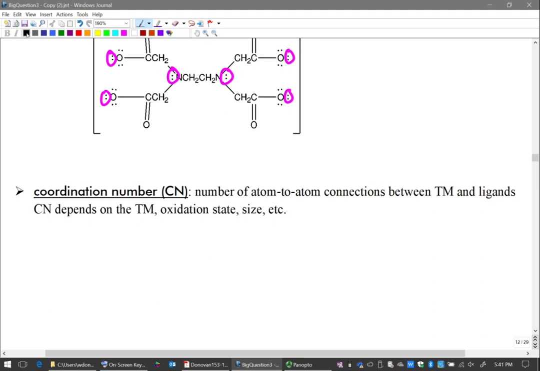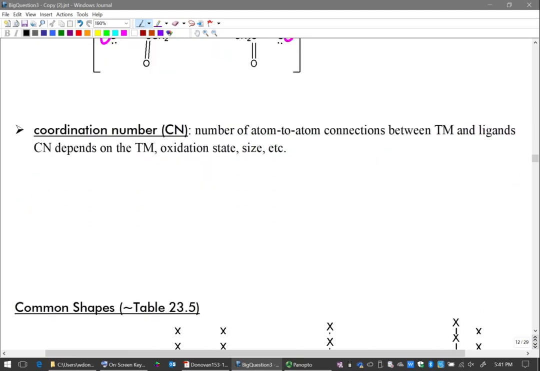And the coordination number depends on a number of different things: what the transition metal is, the size, the oxidation number, which is the same thing as the charge. So all those things influence what the coordination number would be. Iron tends to have a coordination number of 6, sometimes 4. Silver, on the other hand, is usually a coordination number of 2, and there's others in between. So it depends on what it is.